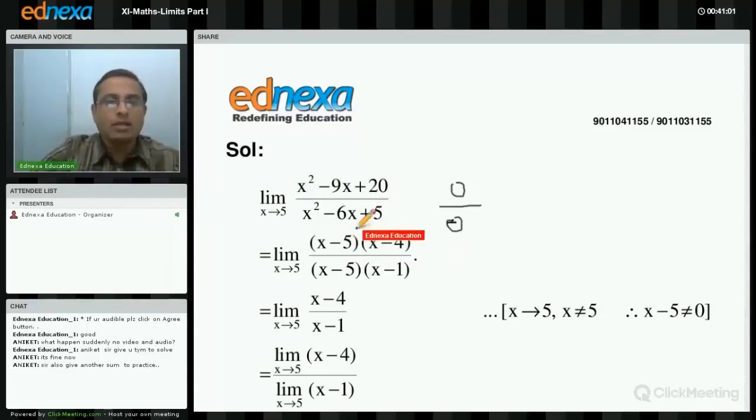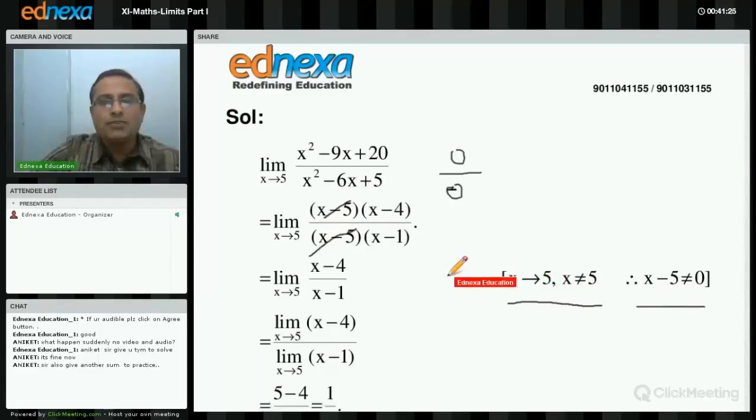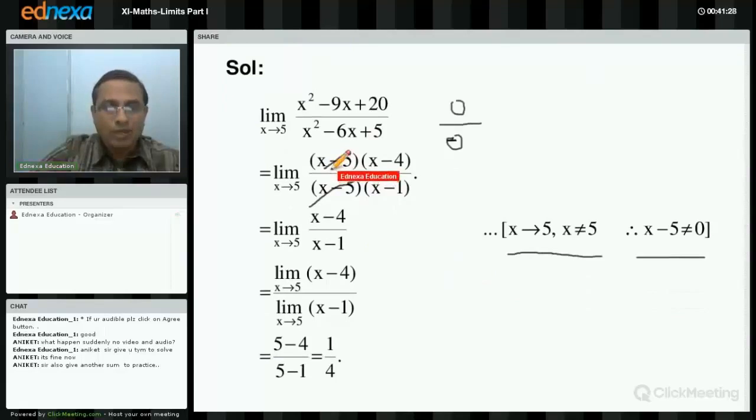What about denominator? In denominator also, the first factor is x minus 5. The second factor has to be x minus 1. Reason, minus 5 into minus 1 is nothing but plus 5. Now, can I cancel x minus 5? The answer is yes. Why? See, x only tends to 5. X is not equal to 5. And as x is not equal to 5, x minus 5 is not equal to 0. So, division by x minus 5 is defined, is valid.